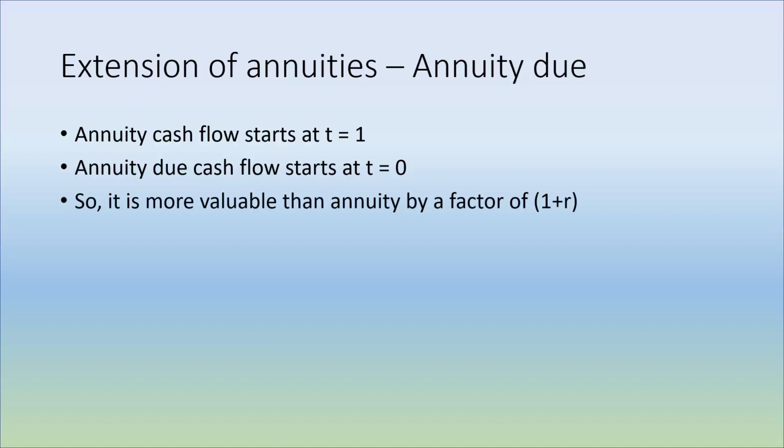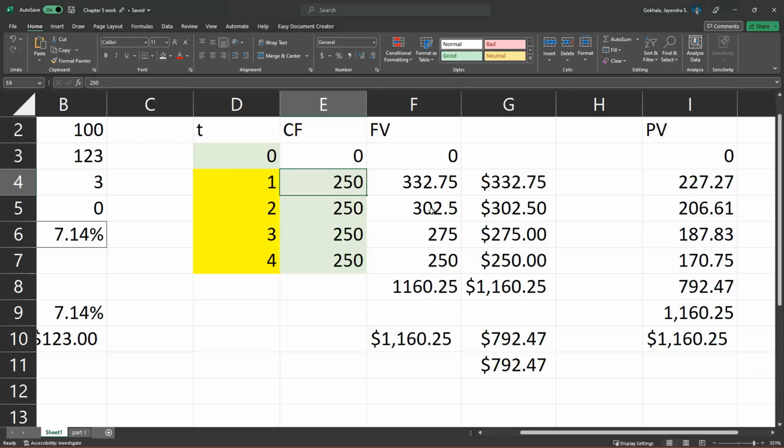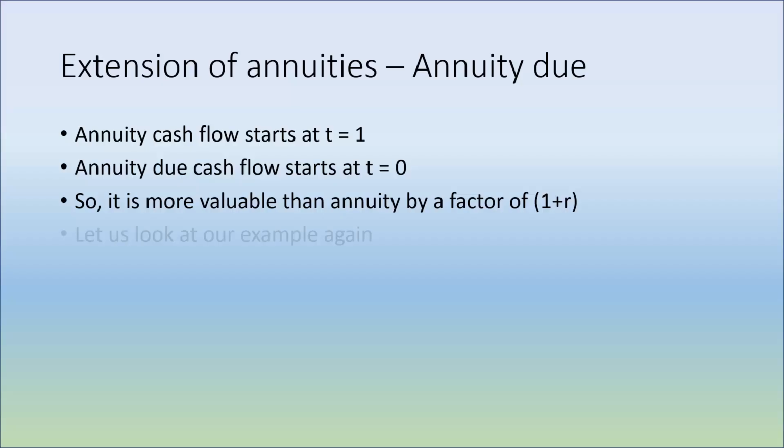So it's more valuable than an annuity by a factor of 1 plus R. Why? Because if the 250, instead of being available one year later, is available now, it becomes more important to us by that factor of 1 plus R. Why? 1 plus R is the compounding factor, right? Or the discounting factor. And therefore the entire annuity due is more precious than the annuity by that factor, because it's available more recently than the annuity.